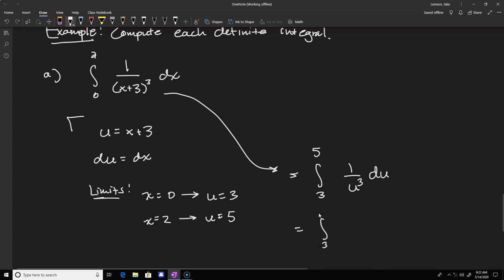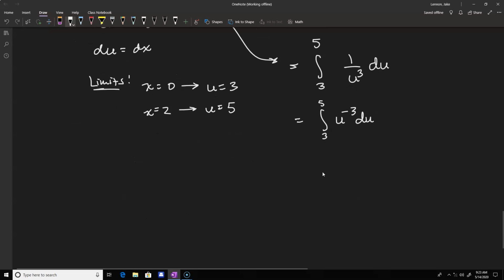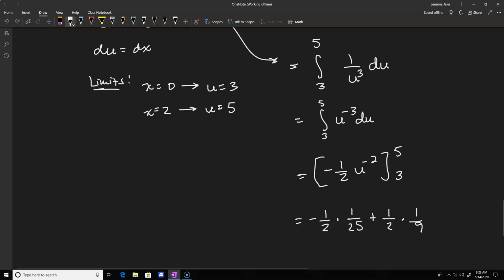So again, since we're still kind of new to this, I'll rewrite this as u to the negative third du. So this becomes, we add 1 to the power, then divide by that number, so negative 1/2 u to the negative second, and we're going from 3 to 5. So we end up with negative 1/2 times 1 over 25 minus negative 1/2, which turns into a plus 1/2 times 1 over 9. And this evaluates to 8 over 225 if you get a common denominator. So you can check that.